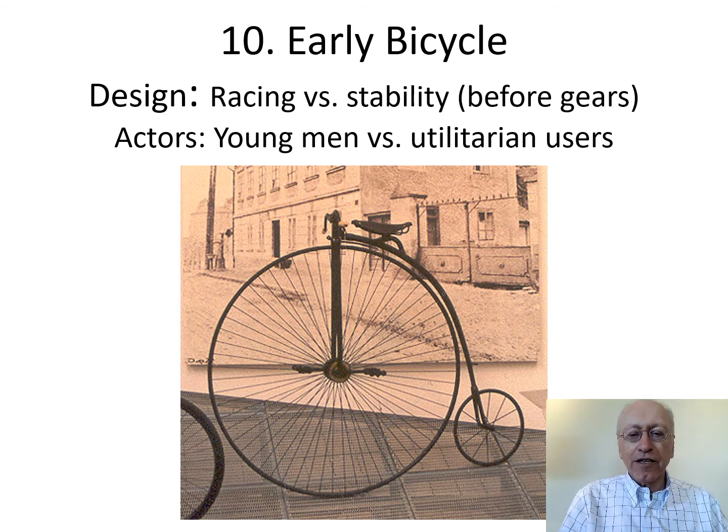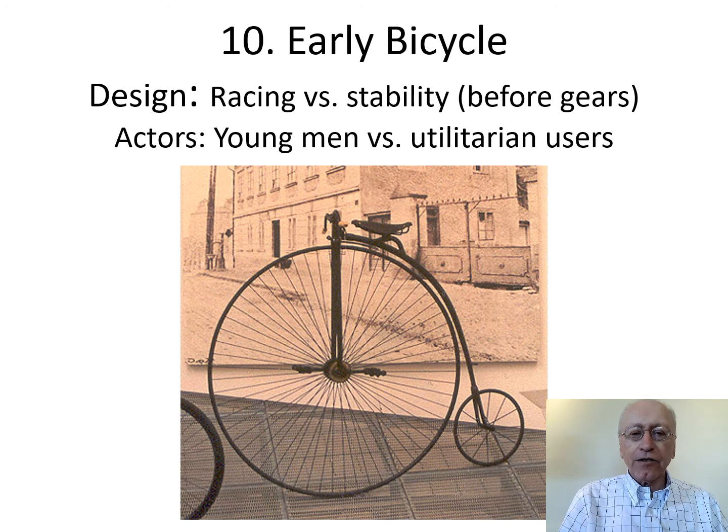Now, before there were gears, the only way to go fast on a bike was to have a large front wheel, which is the equivalent of being in high gear, but of course it makes the bike less stable. If you just want to go to the market and buy some lettuce, you don't need to go fast, and you certainly need stability far more than speed. And so bicycles were made also with two wheels the same size. And that, of course, is the design which finally won out.